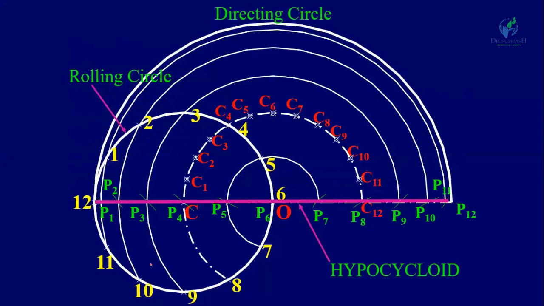So if the diameter of the directing circle is double the diameter of the rolling circle, then its hypocycloid is a straight line. I hope you can understand very well about the different cycloidal curves and how to draw them. Thank you very much. Now in our next lecture, you will learn about the involute curves.